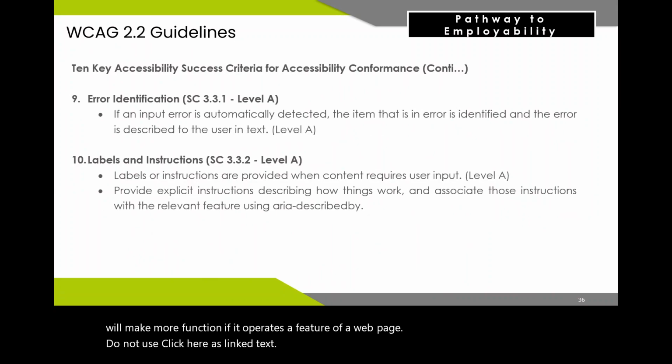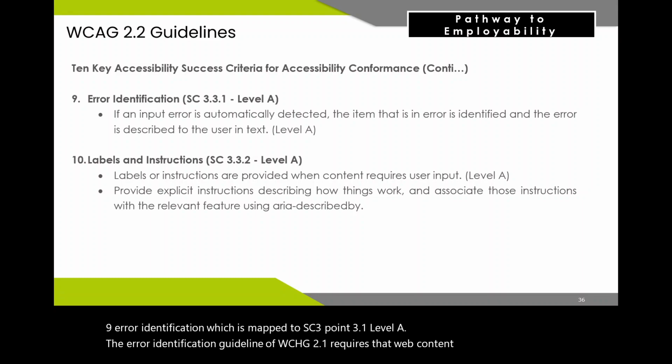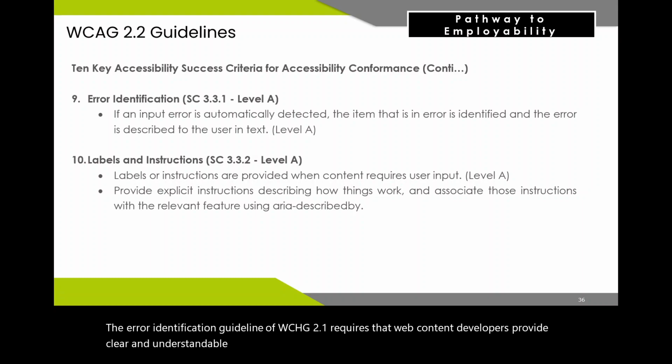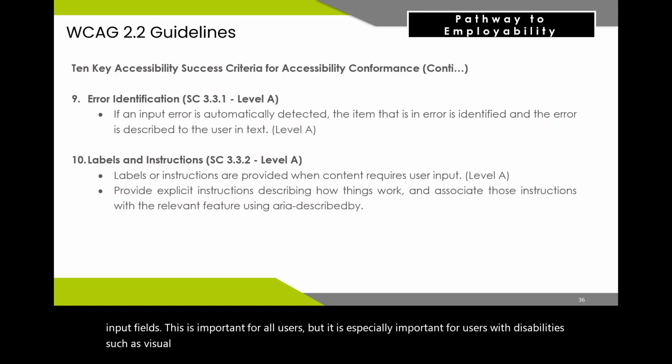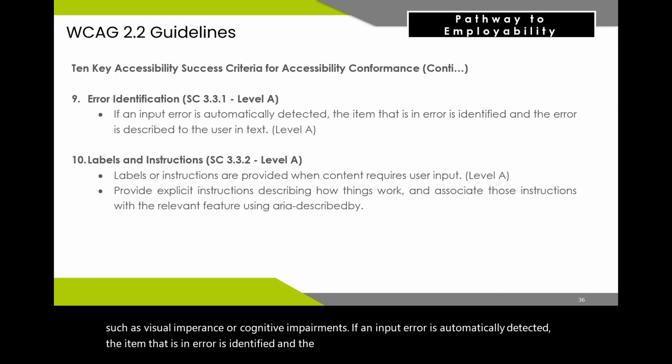9. Error identification, which is mapped to SC 3.3.1, Level A. The Error Identification Guideline of WCAG 2.1 requires that web content developers provide clear and understandable error messages to users when they make mistakes in forms or other input fields. This is important for all users, but it is especially important for users with disabilities, such as visual impairments or cognitive impairments. If an input error is automatically detected, the item that is in error is identified and the error is described to the user in text.